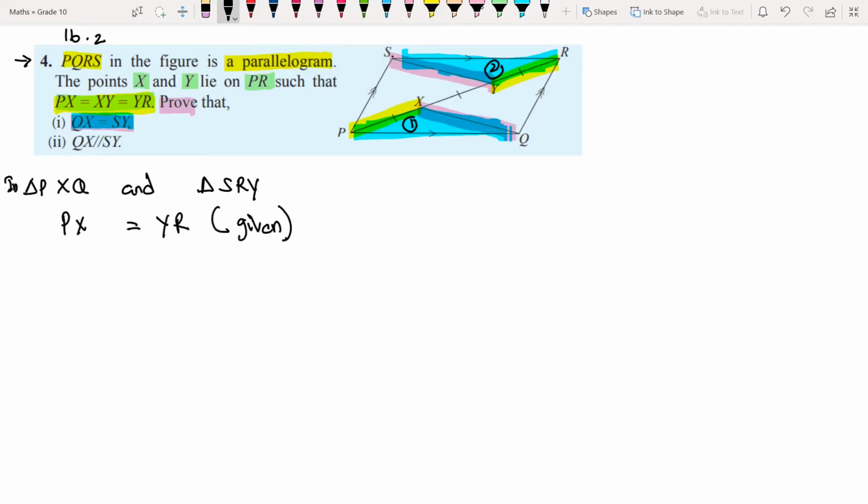And then you can say that if you consider now this is a parallelogram, right? If this is a parallelogram, these two sides should be parallel, right? If these two sides are parallel, you can take this angle and this particular angle as alternate angles. Why? This PR acts as a transversal, isn't it?